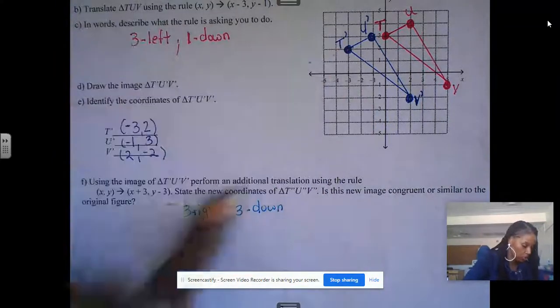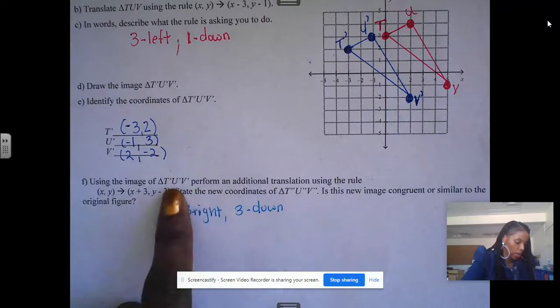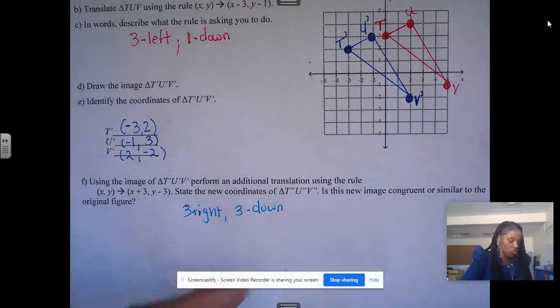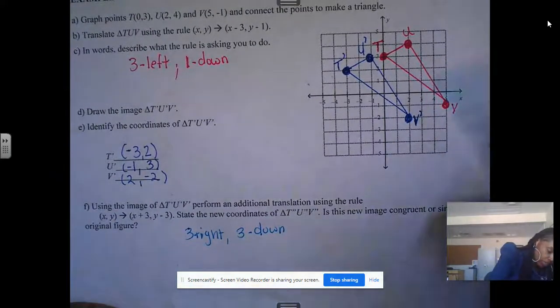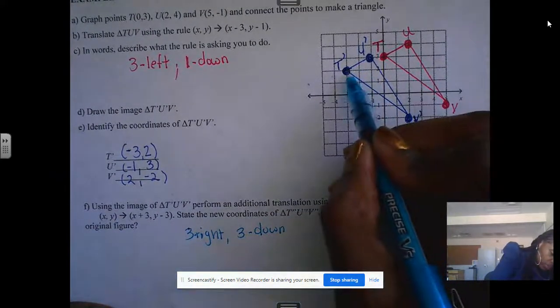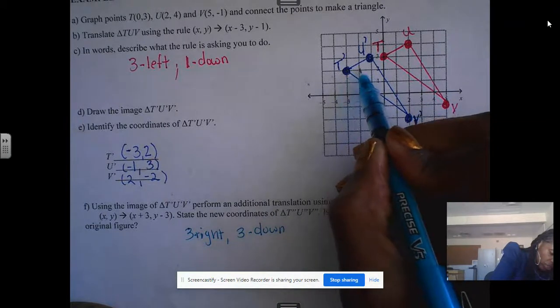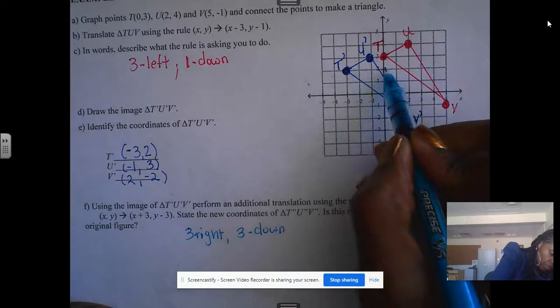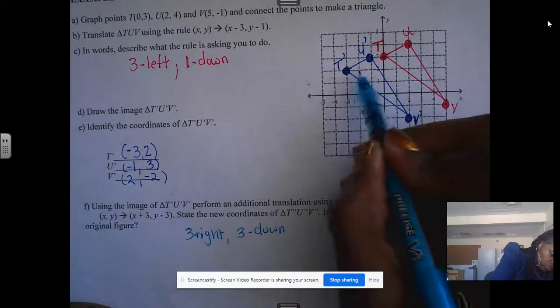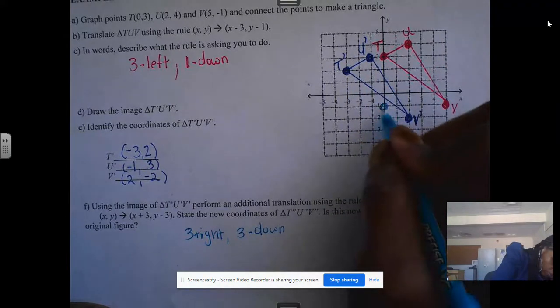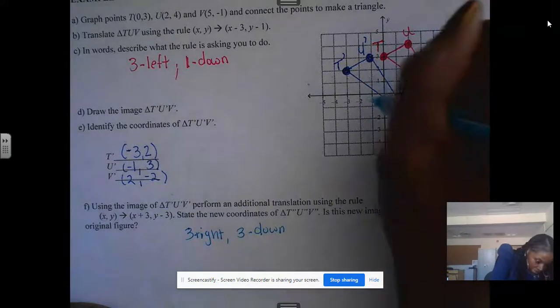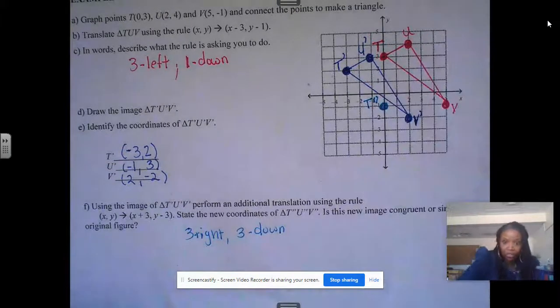So I'm doing this one. It says use the image T prime, U prime, V prime, and then you're going to translate using this information. So I'm starting there. I'm going 3 to the right, and then 3 down. I'm just going to do T first because that's what I came to. 1, 2, 3, and 3 down. 1, 2, 3. It's right here. And so that would give me my T prime prime with the 2 tick marks.